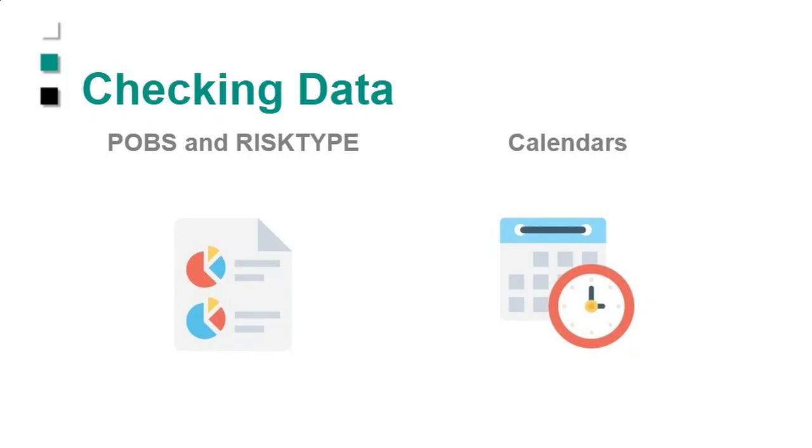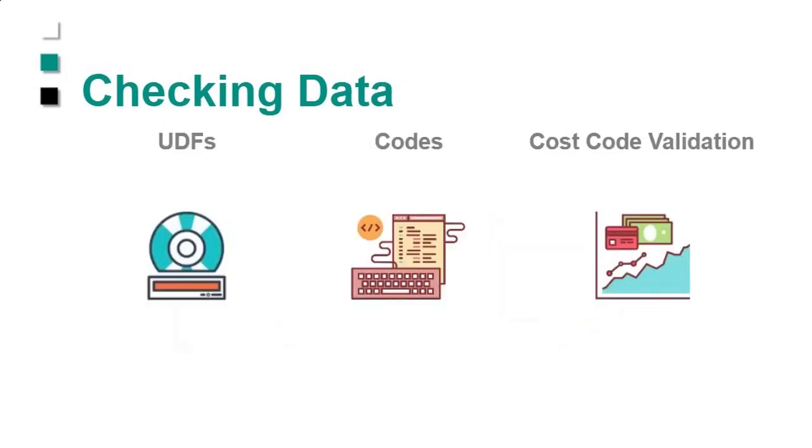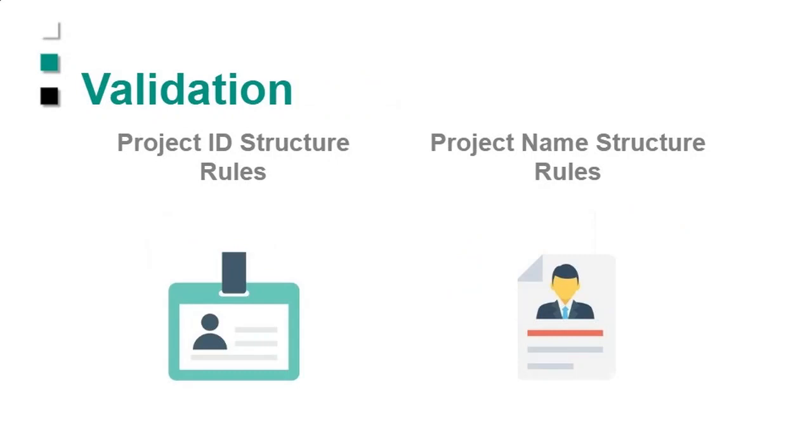You can check calendars, which is a biggie. You want to make sure your calendars don't collide and blow up somebody else's calendar, which could ripple into their schedule. You'll be able to check and clean, rename, etc., UDFs and codes and cost accounts. And that will be at all levels, okay? And then we've got additional validations, things like project IDs. Are they matching your standard project names, things like that?